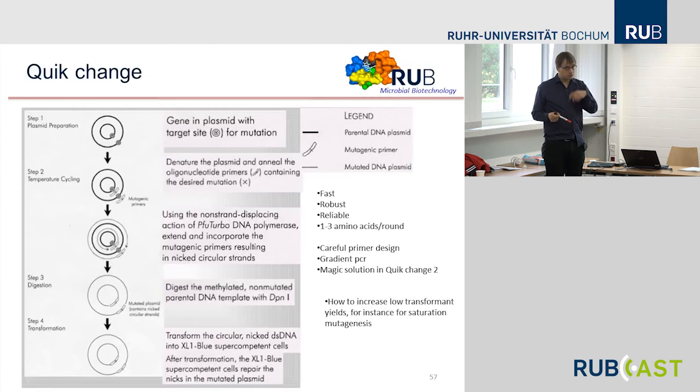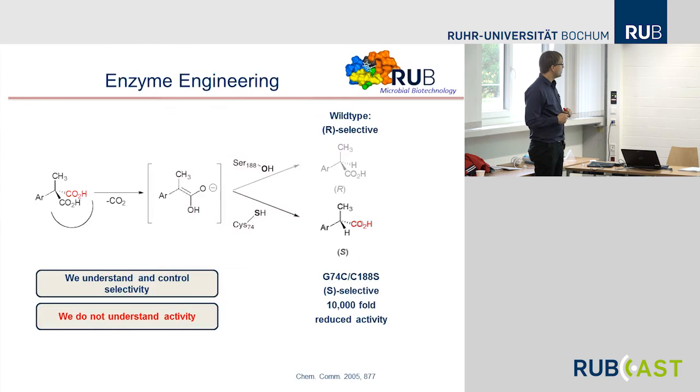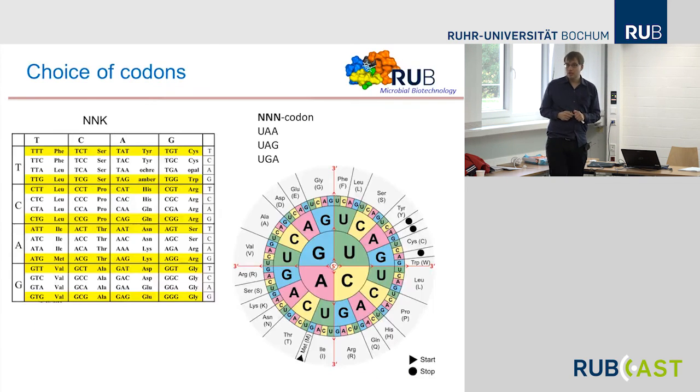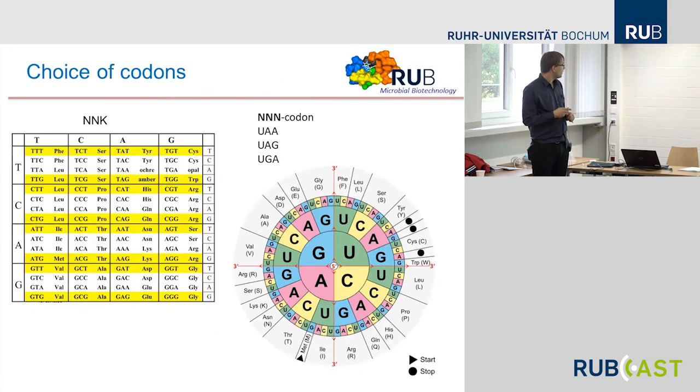And you can Google this, there are a lot of tricks. For instance, don't transform BL21, transform DH5 alpha. Yeah, so easy, it works perfectly. But sometimes this needs attention. Usually these libraries are between 100 and 5,000, and this is a very efficient method to produce it. Okay? So in this case, for instance, this variant was done with a quick change.